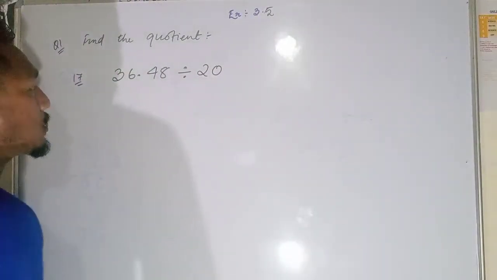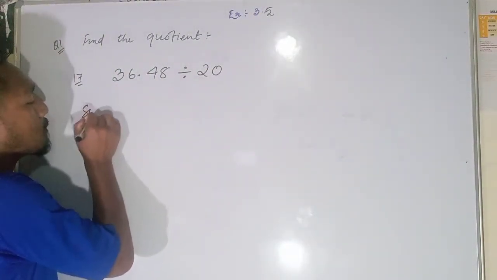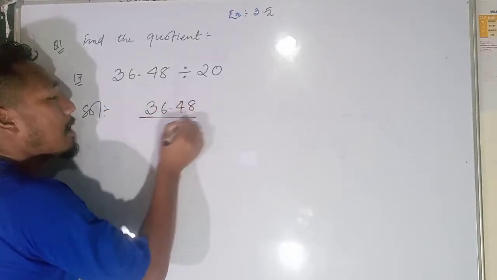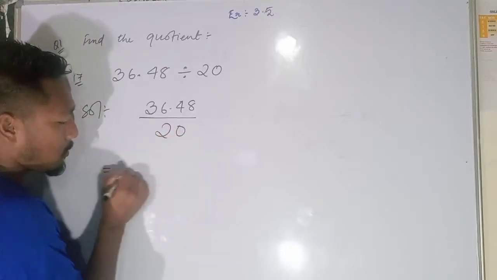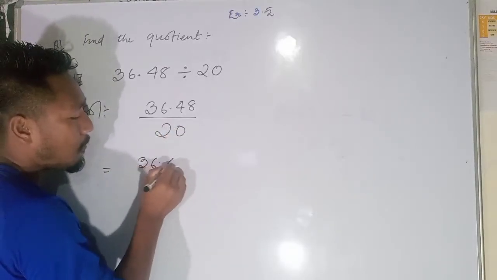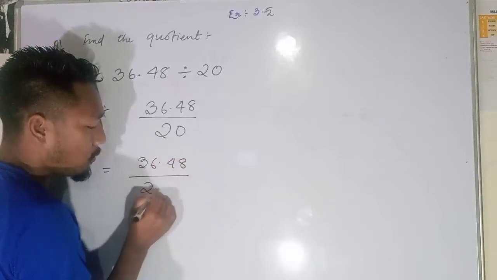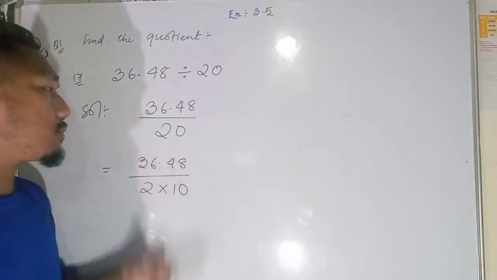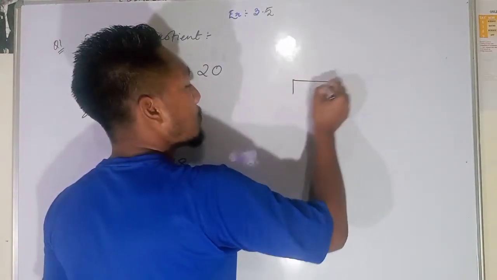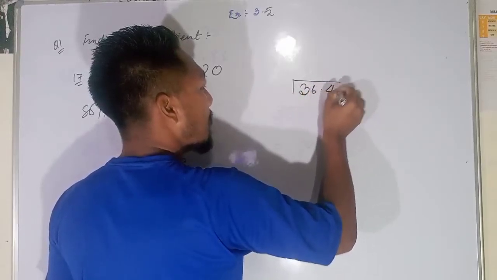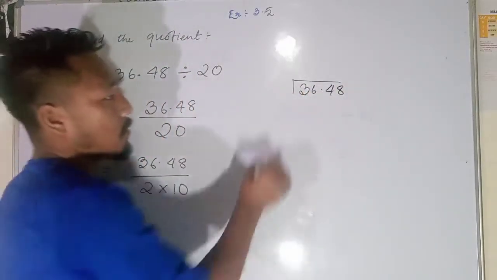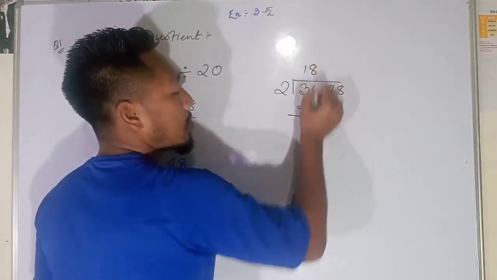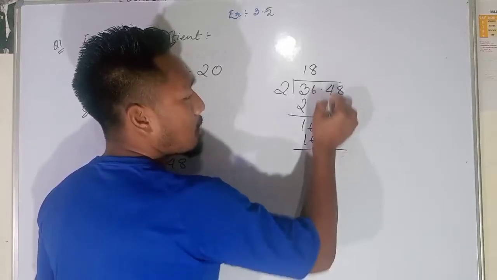Now we will do another kind of number. This is our next question, question number 17. 36.48 divided by 20. I can write this also as 36.48 divided by 2 into 10. 2 tens are 20. Now what shall I do is divide these numbers. So I will divide 36.48 by 2. 2 ones are 2, then 16. 2 8s are 16. Okay, so I'll bring the 4 down before this.